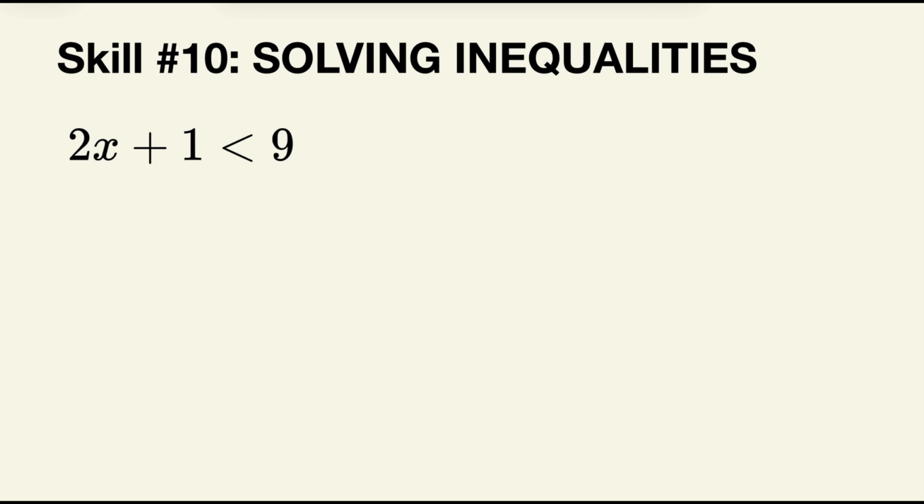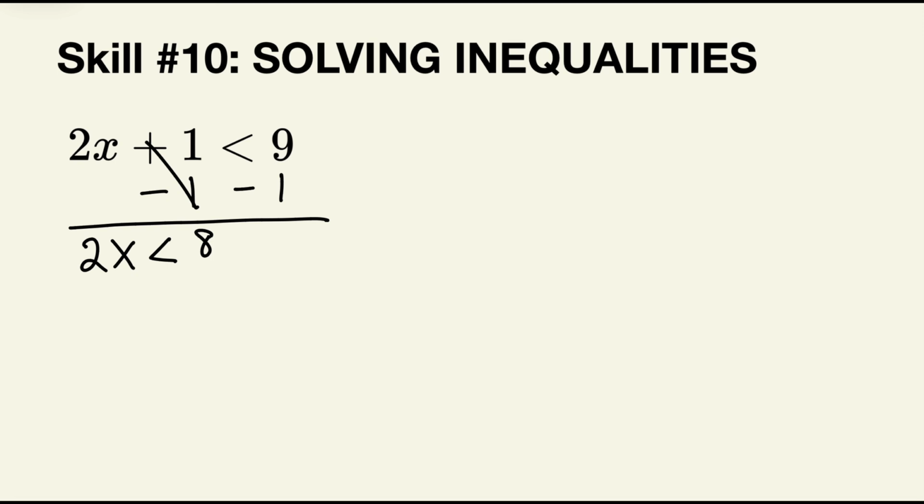So we have 2x plus 1 is less than 9. Go ahead and pause the video and try this on your own first. So first of all, we need to undo addition by subtracting 1 on both sides. So we'll subtract 1 on the left and on the right. And as you can see, the plus 1 minus 1 cancel out. We are left with 2x is less than 9 minus 1 is 8.